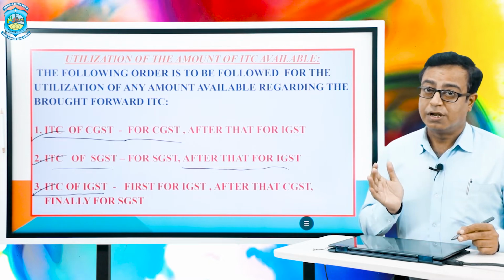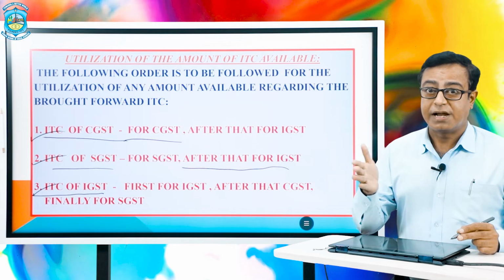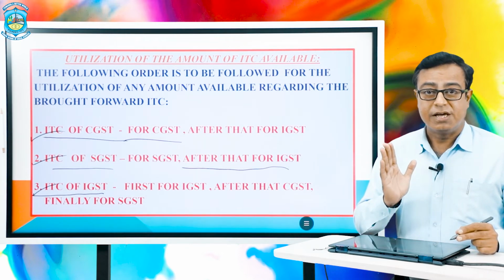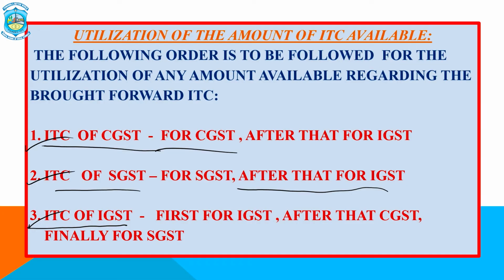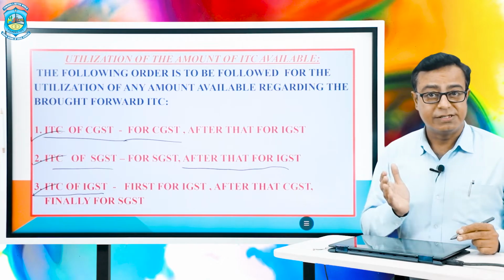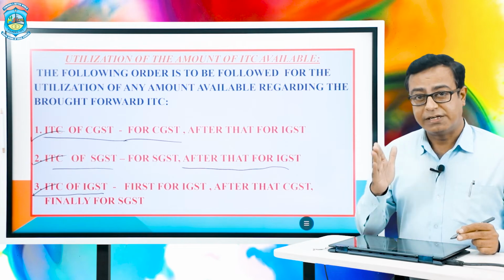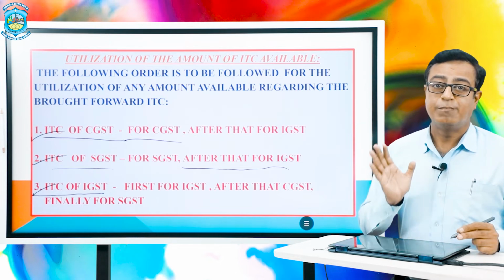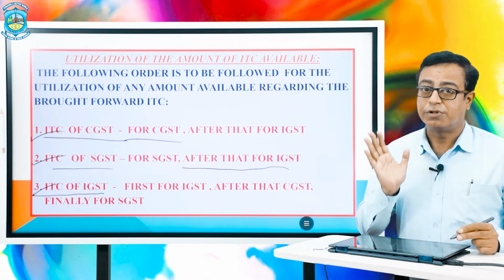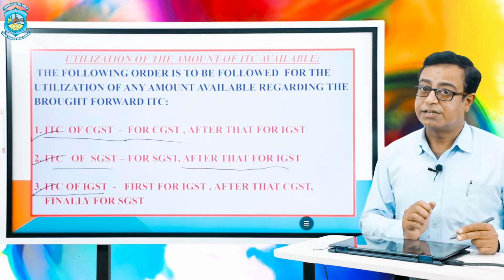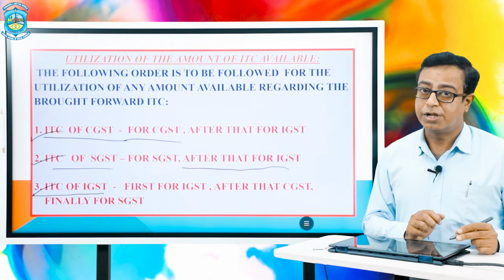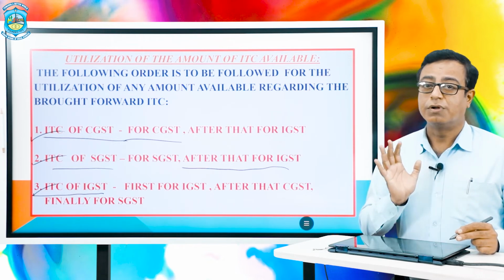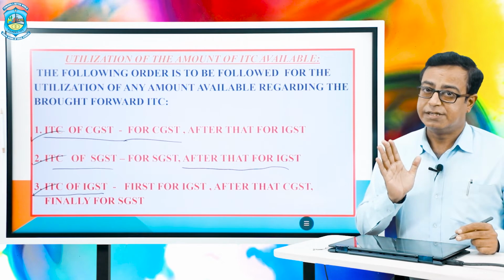Before starting the solution, let me give you the summary of this entire slide. CGST can be used for CGST, SGST can be used for SGST, and after that both can be used for IGST. But IGST will be used for IGST first, after that CGST, and finally SGST. That is the short rule of input tax credit adjustment for the payment of various GSTs. So, let us start the solution of this question on the basis of this set of rules for the recovery and adjustment of ITC.